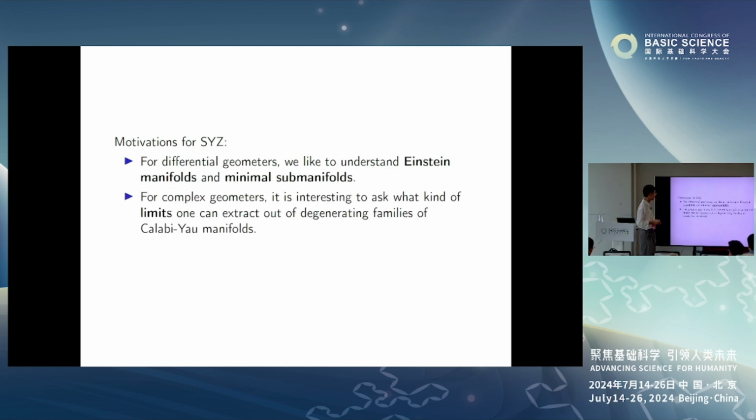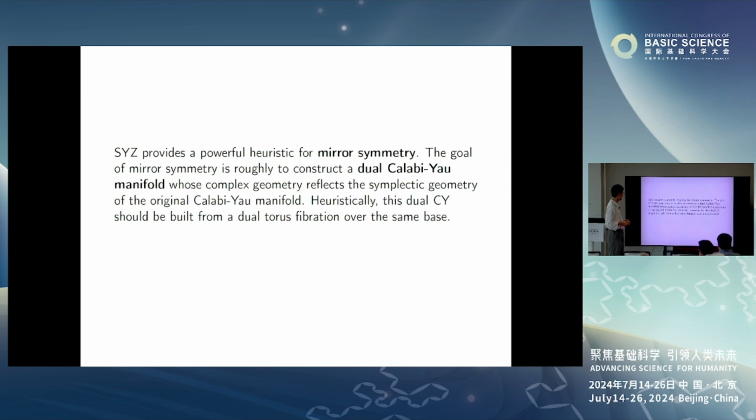Now, for complex geometers, we like to ask what kind of limits you can extract out of degenerating families of Calabi-Yau manifolds. In fact, this whole story is closely related to something called non-Archimedean geometry, which regretfully I will probably not have too much time for. There's another historical reason for the SYZ conjecture, which is that those people were trying to explain mirror symmetry.